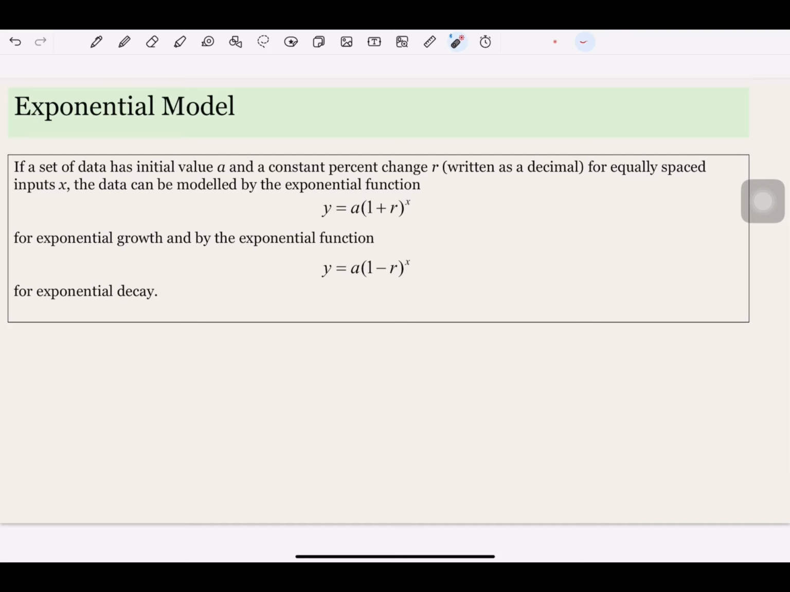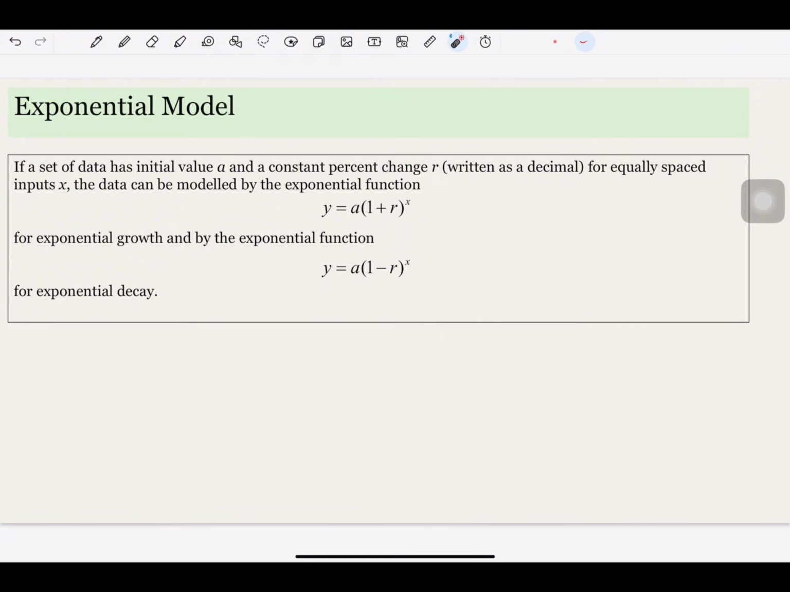Okay, so now let's look at how to build an exponential model when we know the initial value and the percent change. So if a set of data has initial value a and the constant percent change r written in decimals and the input x are equally spaced, then the data can be modeled by exponential functions.